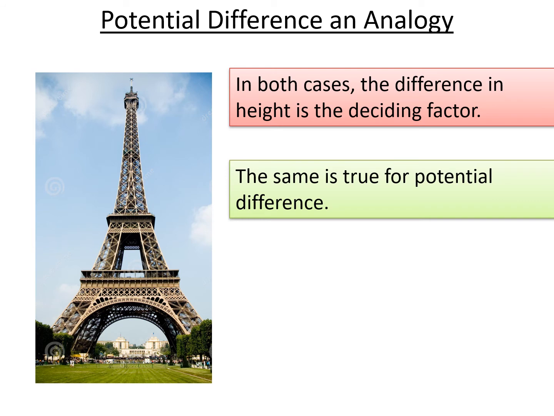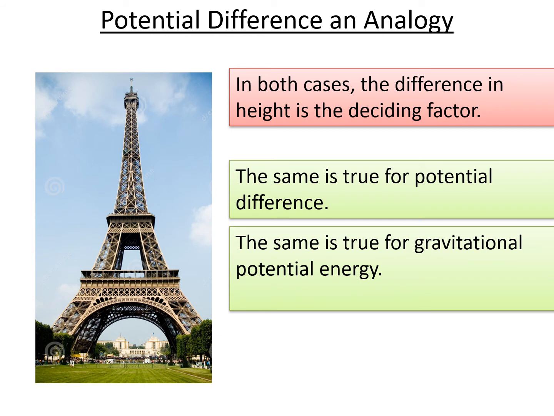So the same is true for potential difference. It's a difference between the two energies which causes this potential difference. The same is true for gravitational potential energy. We'll talk more about this when we come to the dynamics topic. And so if Mr. C wants to survive his jump off the Eiffel Tower, he wants to do it from a lower potential. Okay, so don't worry too much if you don't quite get that analogy. I'm going to show you some worked examples now.